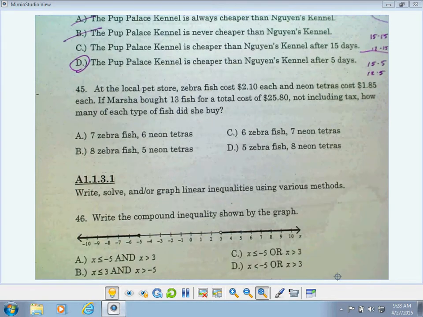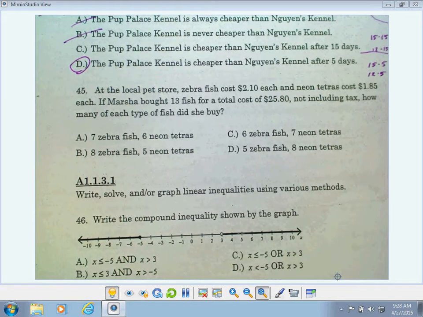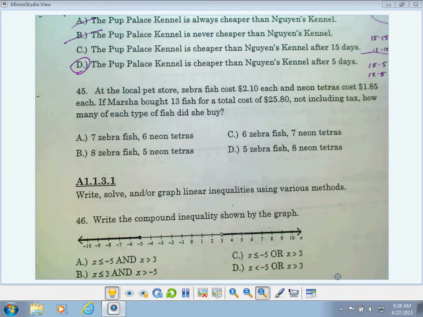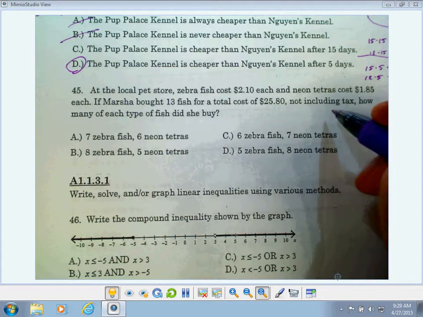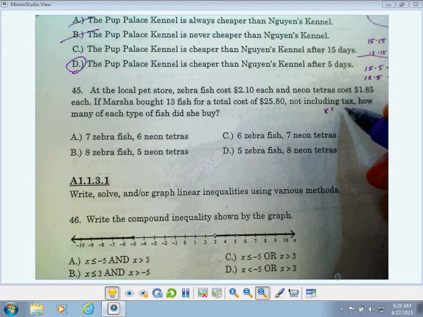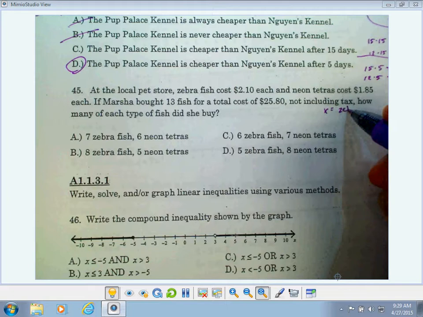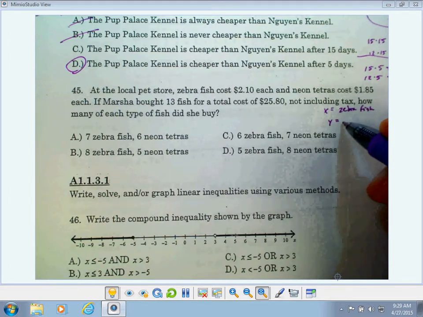Okay, last one for this one. So it says at the local pet store, zebrafish cost $2.10 each, and neon tetras $1.85 each. Martha bought 13 fish total for a cost of $25.80, not including tax. How many of each type of fish did she buy? Okay, so this is going to take a little bit of thought here. Let's call X the zebra fish, and Y will be the neon fish.